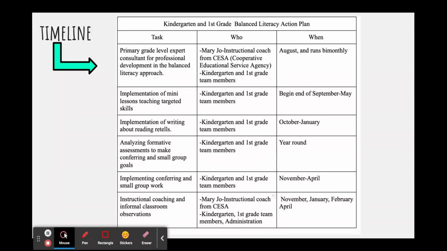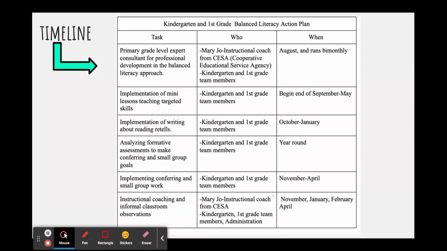All the things that have a longer time frame, like formative assessments, are year round. Implementation of writing about reading retells has a time frame of October through January. That's because it would be assumed that once they start one of these parts of the balanced literacy model, it is something that is consistent in their classroom and that they stick with throughout the school year. Of course, it doesn't mean it's being done perfectly right away. It just means that they're bettering their instructional practices each time they do this.